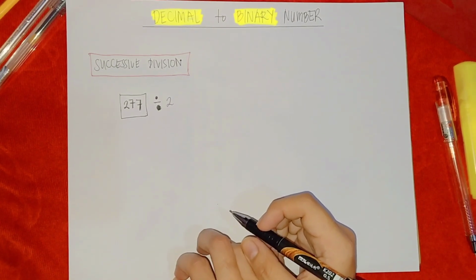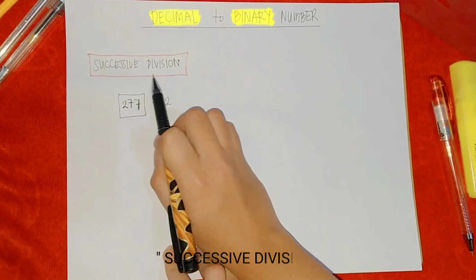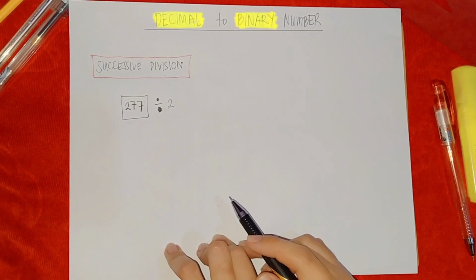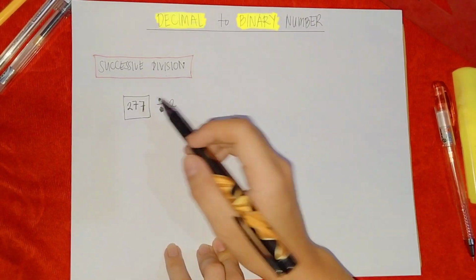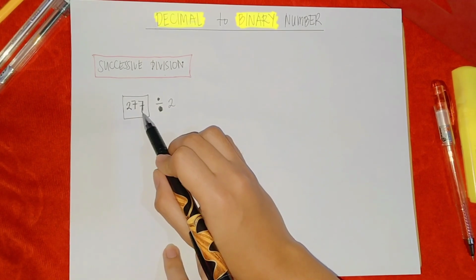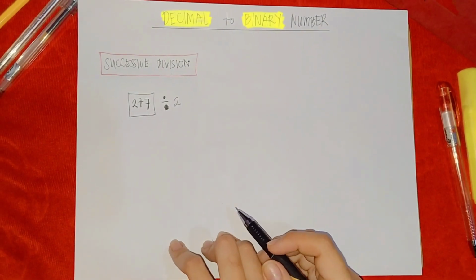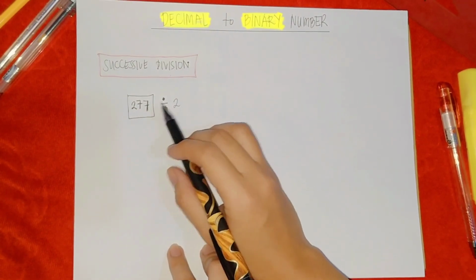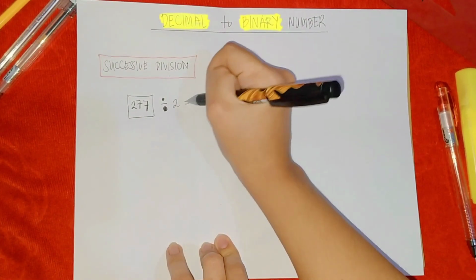For this session, I will be using the second method in converting decimal to binary number. The method that I will be using is successive division. Let's start with our decimal number. The decimal number is 277. The first thing that we should do is divide it by 2.